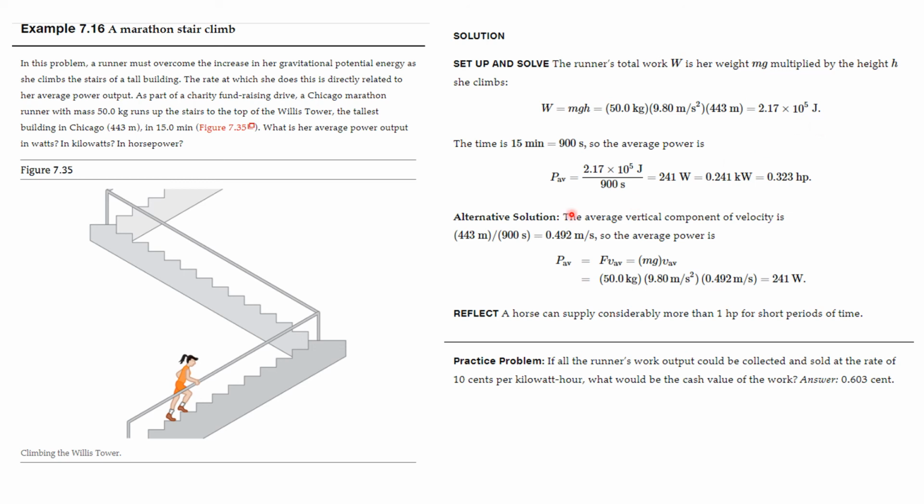So that's the work. You take the work divided by 15 minutes, which is 900 seconds, so this is going to be joules per second. You do the calculation carefully, and you get 241 watts. And we have to change the watts to horsepower as we did in the previous problem. So we'll get 0.323 horsepower for this marathon runner. And here's a practice problem for you.